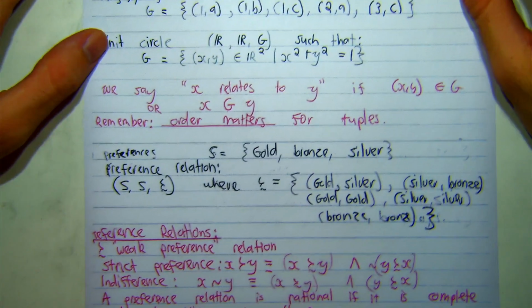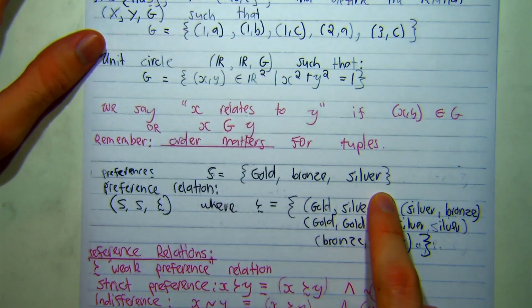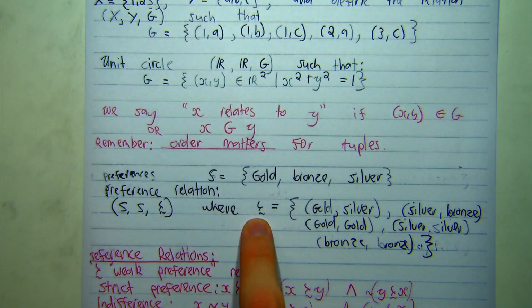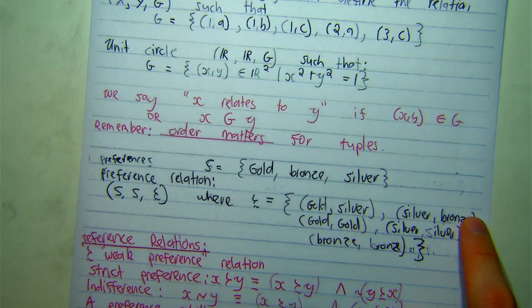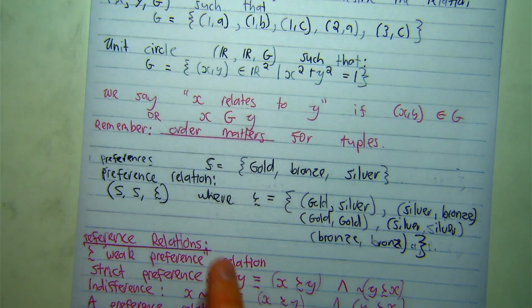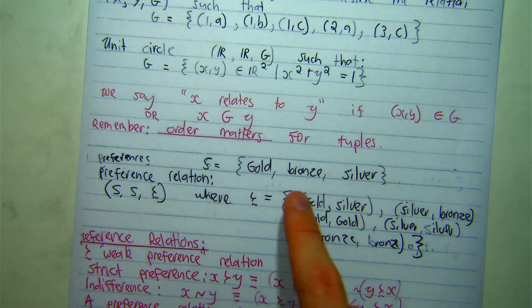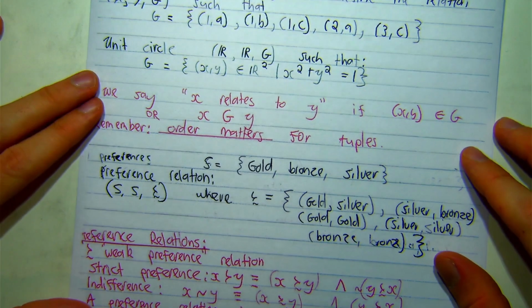Okay, another example, if we look at the preference relation, gold, bronze, and silver. I think a lot of people have an intuition as to which one of those metals is better than the other ones. And we can define our relationship as the preference relation, which is that gold relates to silver, silver relates to bronze, gold relates to gold, silver relates to silver, bronze relates to bronze. And really that's just saying gold is better than both bronze and silver, silver is better than bronze, and they're all equal with themselves.